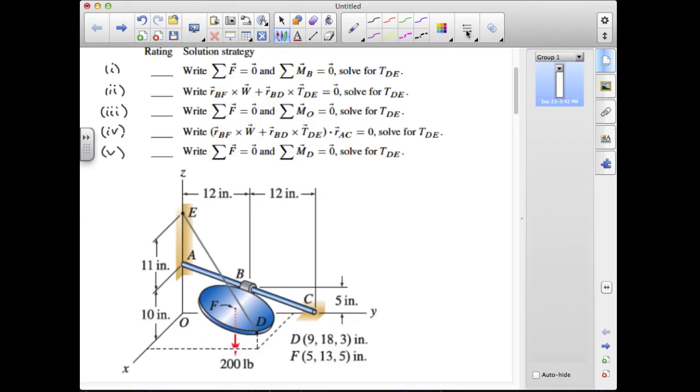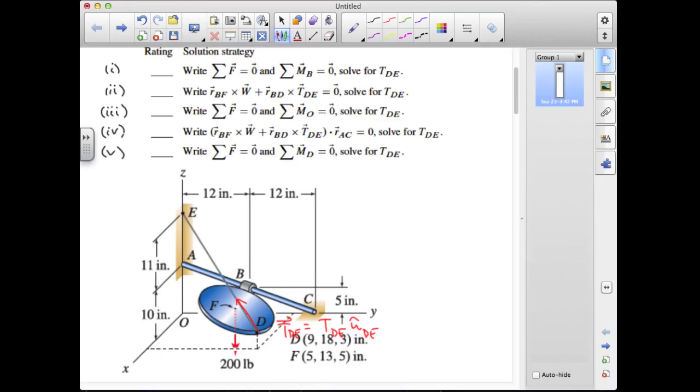I'm going to represent the reaction components directly on this figure. We'll begin with the free body diagram. We've got a cable that's pulling from D to E. So I'll represent that force component here, and that's going to be vector TDE equals magnitude TDE that we're trying to find on a unit vector from D to E.